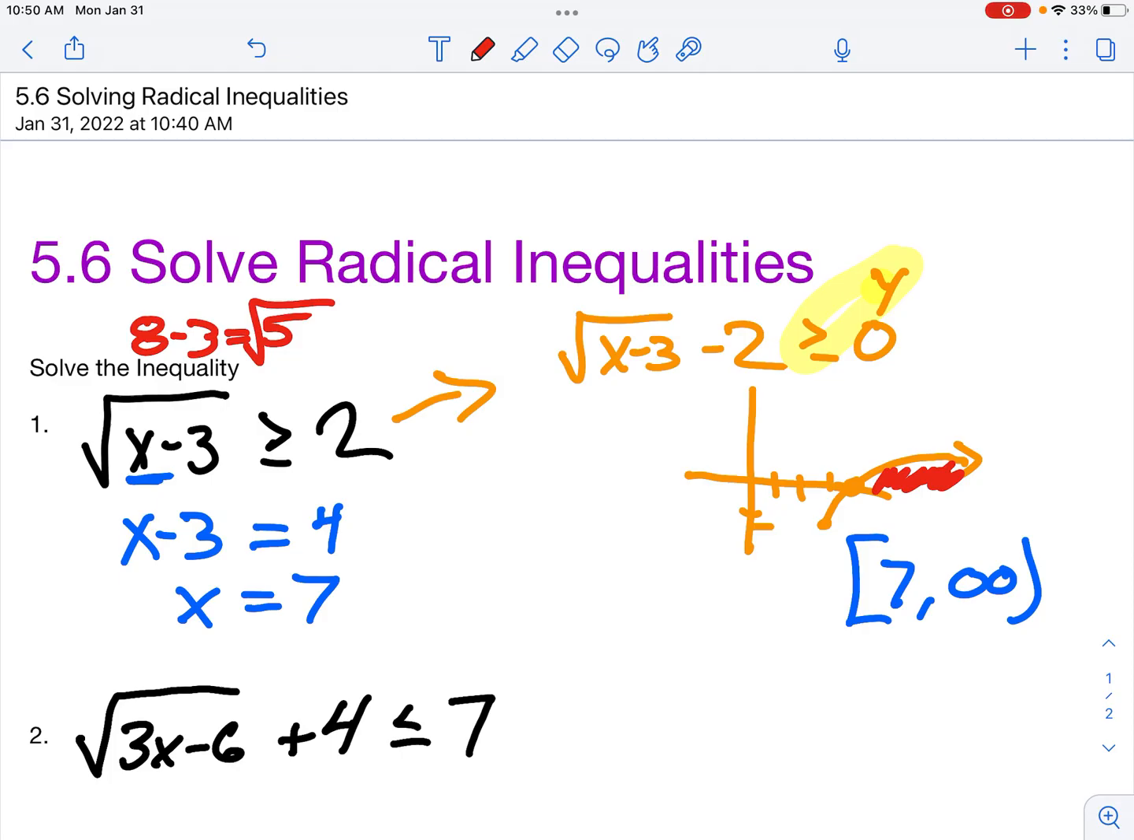And I have to think, is the square root of 5 greater than or equal to negative 2? And that is true. So that is telling me that, again, all my values bigger than 7 are going to satisfy this statement.